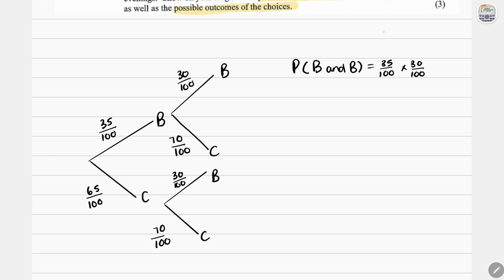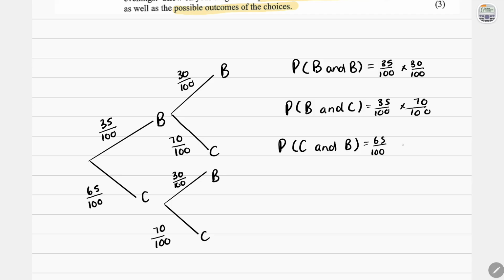Then the next possibility we can have is that on evening 1, they chose beef, and then on evening 2, they chose chicken. So the probability of beef and chicken is 35 over 100 multiplied by 70 over 100. Then the next outcome: you can see we're done with this branch. We went beef and beef, beef and chicken, and now we're here. So chicken and beef. On the first evening, they could have chosen chicken, and then the second, they chose beef. And so that will be 65 over 100 multiplied by 30 over 100.